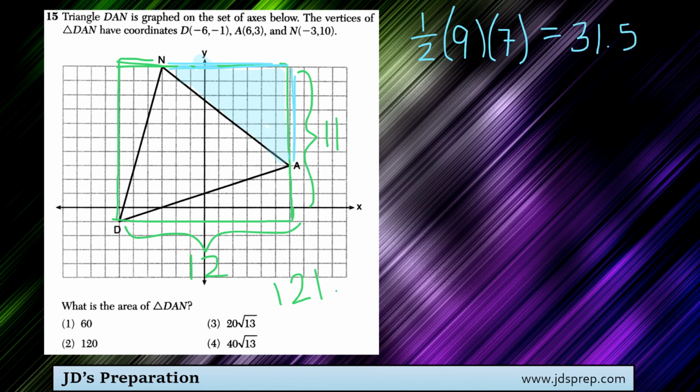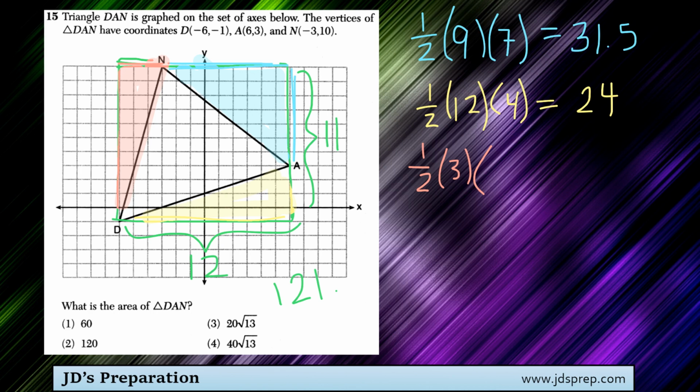Now let's move on to the next triangle. How about this yellow one here? That one's got a base distance of 12 and a height of 4. So that would get us an area of 24. And finally, we're going to look at this red triangle here. That's got a base distance of 3 and a height of 11. And that will get us an area of 16.5.